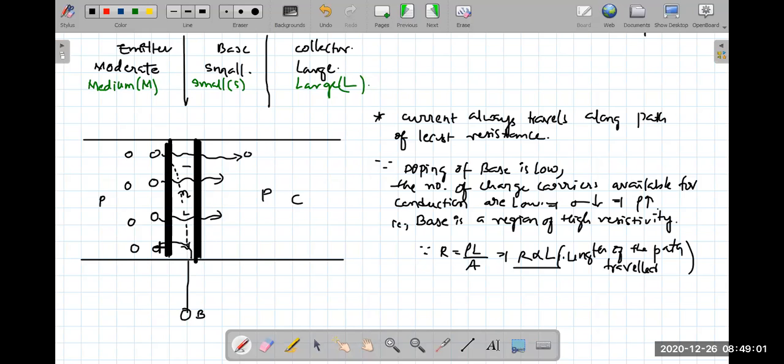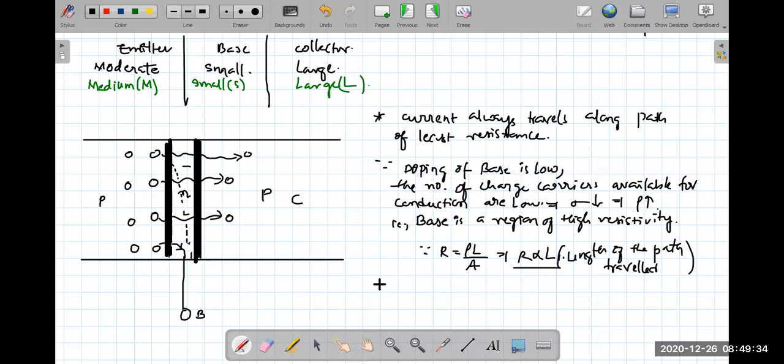But the ones which are close to the base, they only will reach the base. Understood? So the majority of them will preferably cross the barrier comfortably, safely. So that's how we are tempting the charges to reach the collector, not the base. Understood?